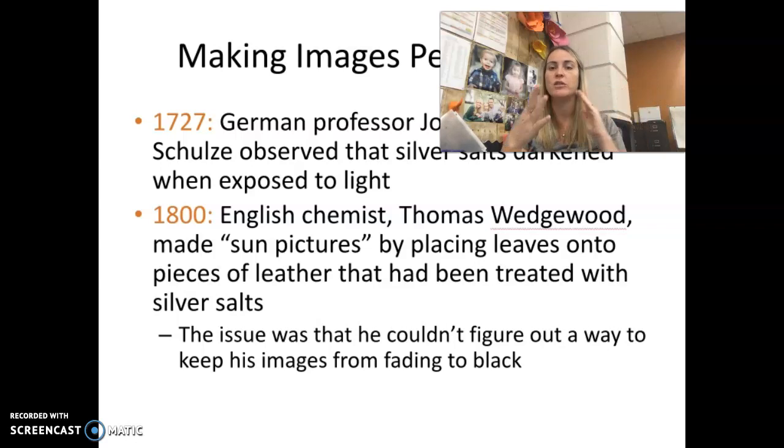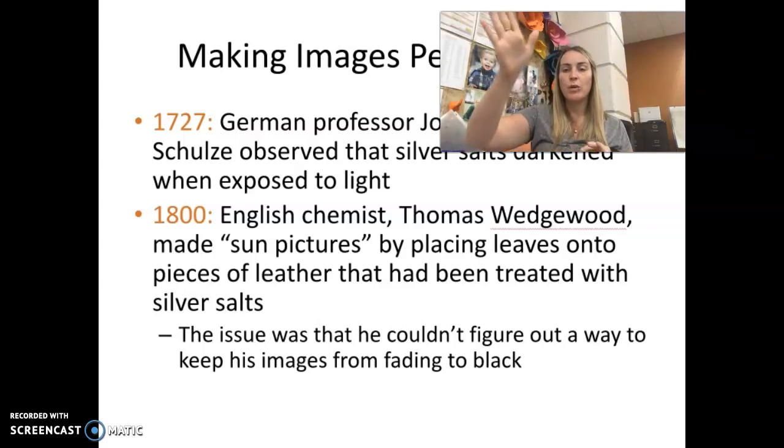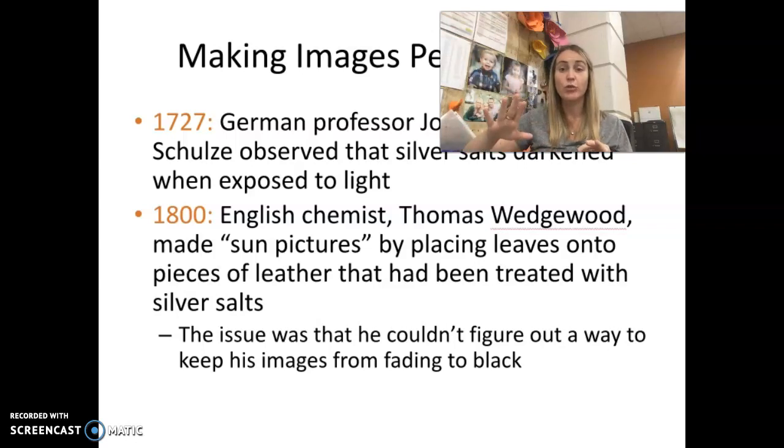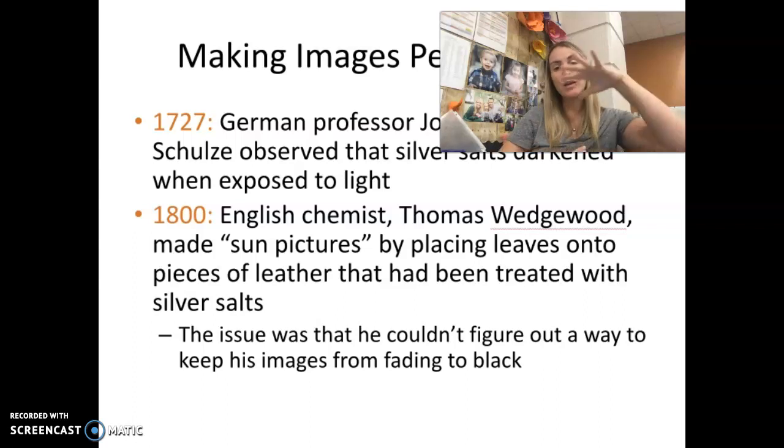He knew that silver salts darkened when exposed to light. So he took it a step further. He would take pieces of leather, like flat pieces of leather, and he would make what he called sun pictures. He would paint his flat pieces of leather with this silver salt solution, right? Like kind of ground it down and made it a paste, and then he would paint it across these flat pieces of leather. And then he would lay leaves on top of the leather and take it out into the sunlight and allow it to be exposed to the sun.